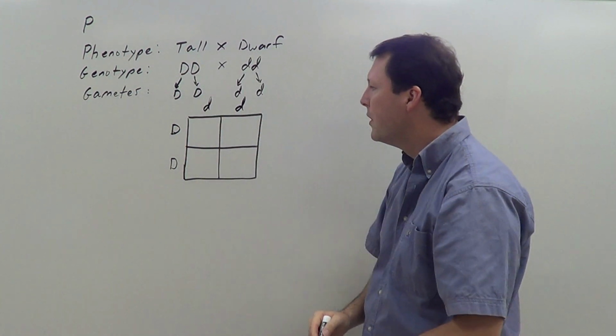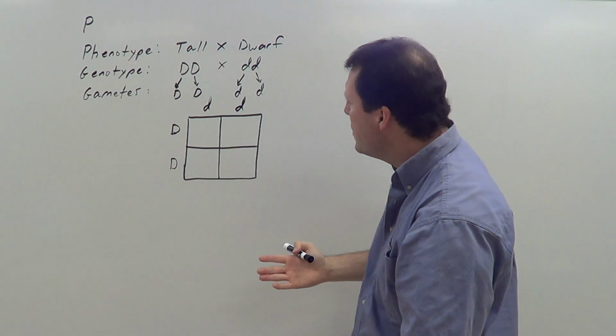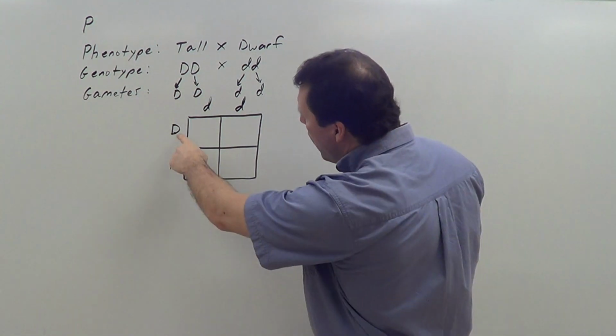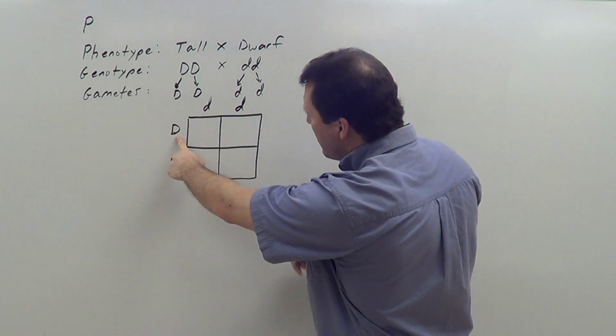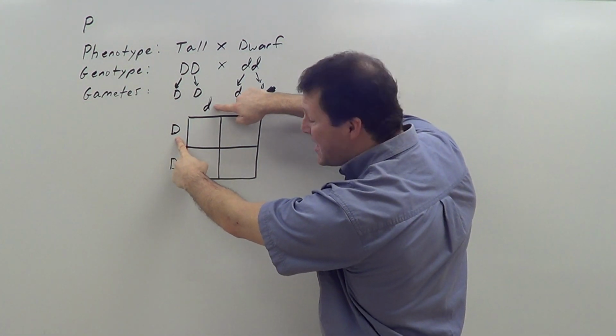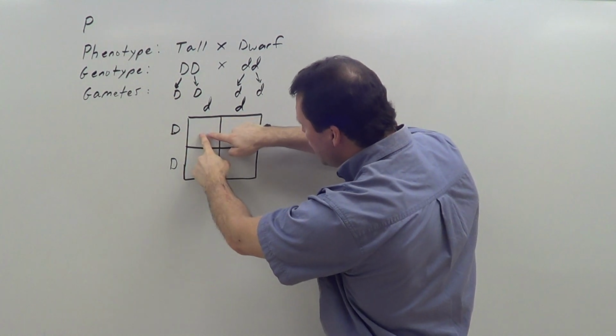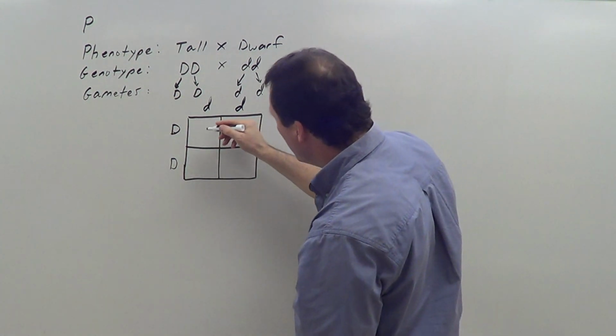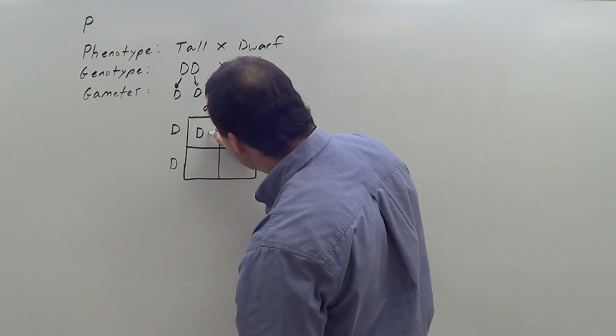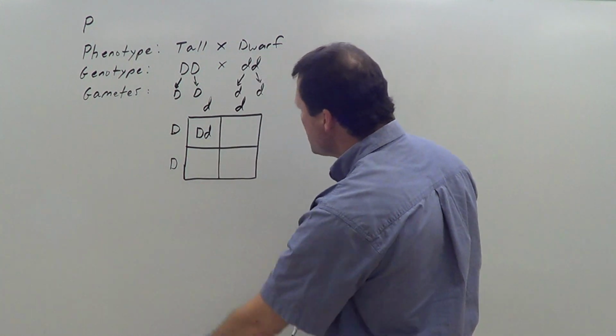over here. Now, what I do next is I just figure out, what if this gamete containing a capital D got together with this gamete containing a lowercase d? What would be the genotype of the offspring? And it would be capital D, lowercase d. And the same thing goes here.